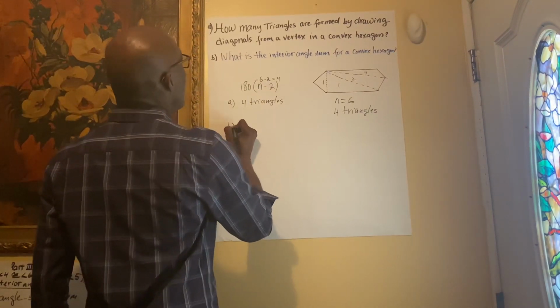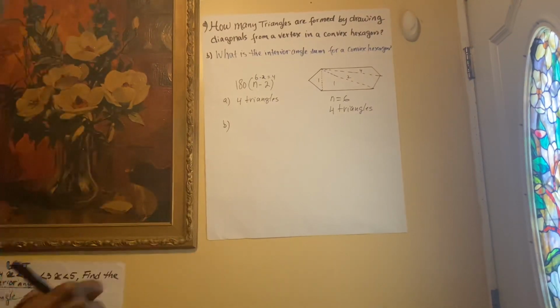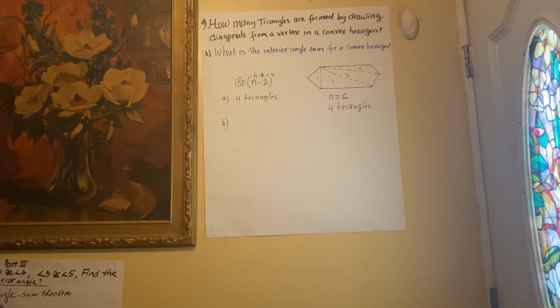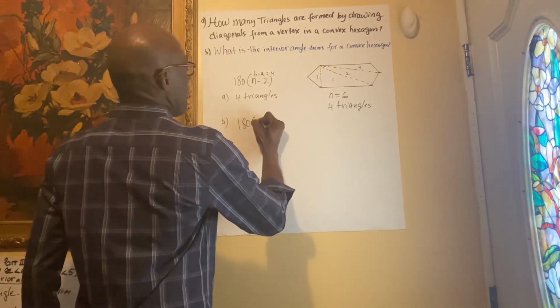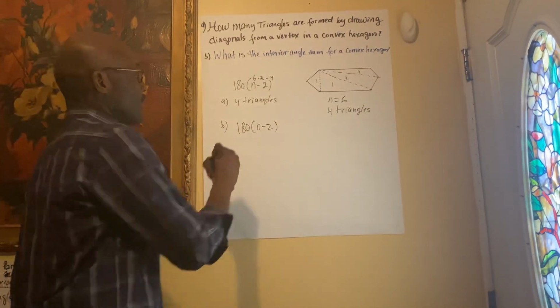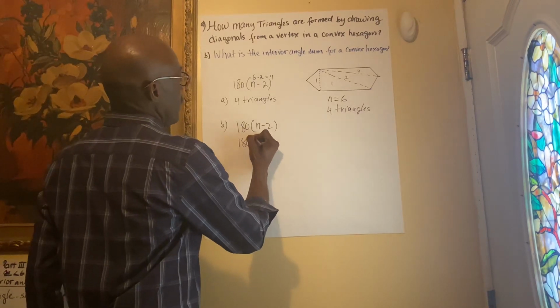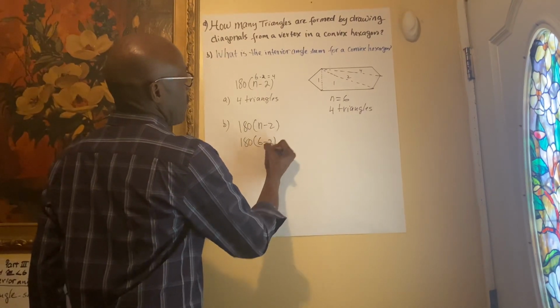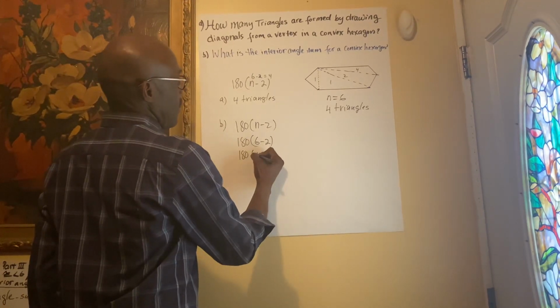Part B, what is the interior angle sum for a convex hexagon? 180 times n minus 2. A hexagon has 6 sides, so we replace n by 6. 180 times 6 minus 2, and 6 minus 2 equals 4.